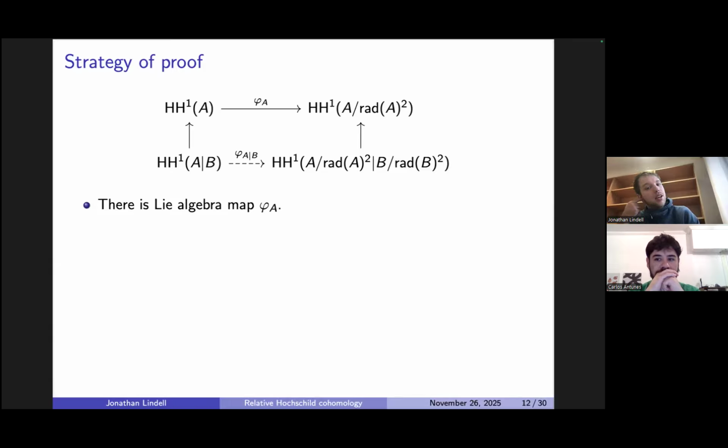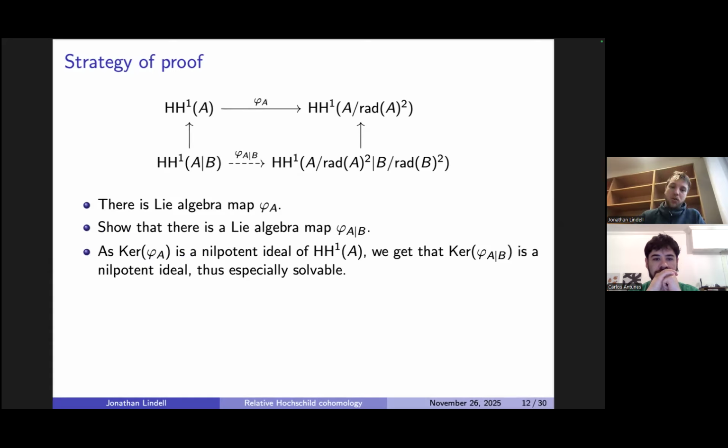And then in particular, we show that if we first take the inclusion and then this map, we get an induced map into the relative part where we yet again take the quotient by the radical squared. And then we can get control over the kernel of the top map, more specifically that it's a nilpotent ideal. In particular, we get that the kernel of the bottom dashed map is a nilpotent ideal.